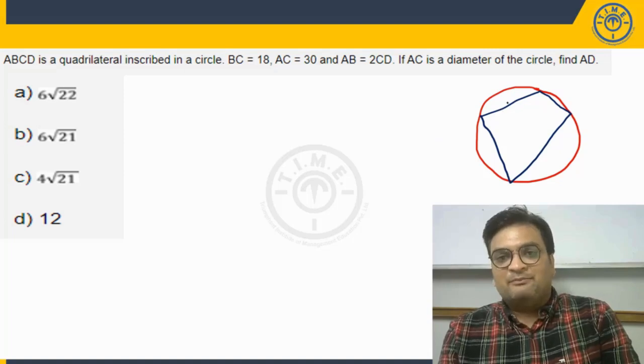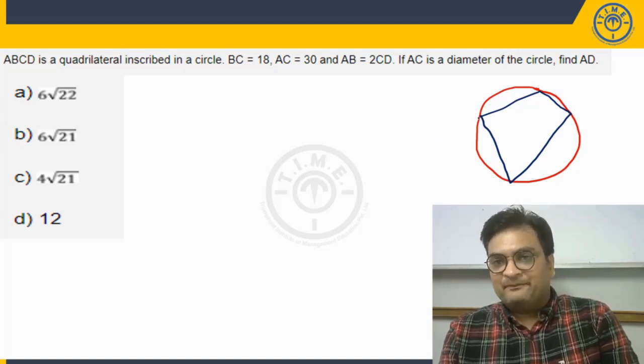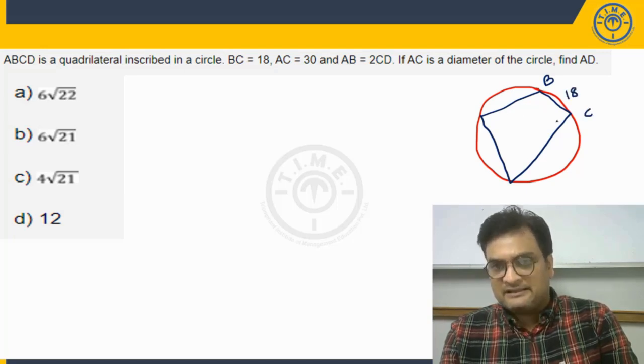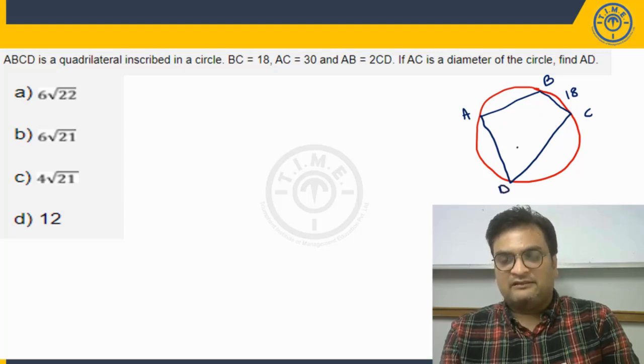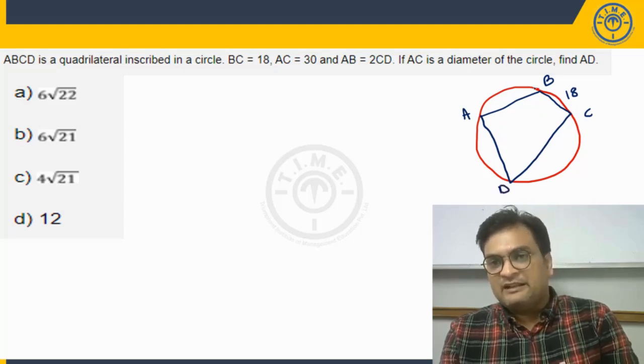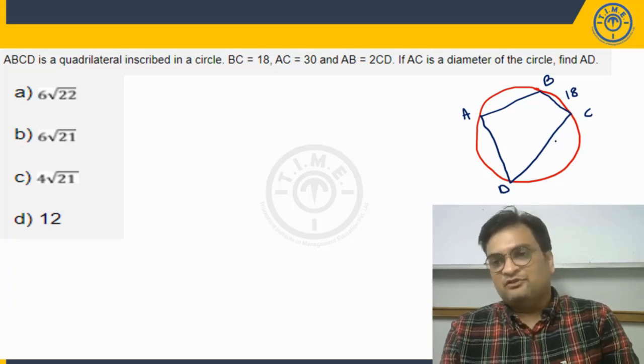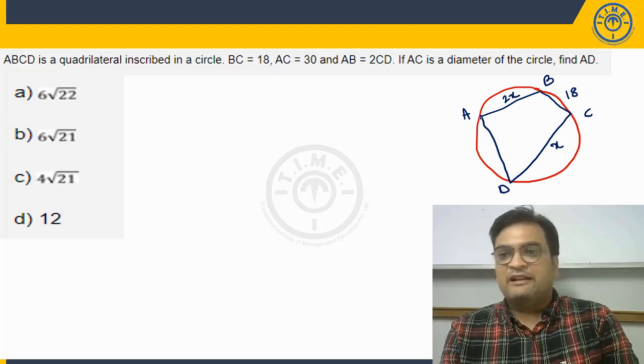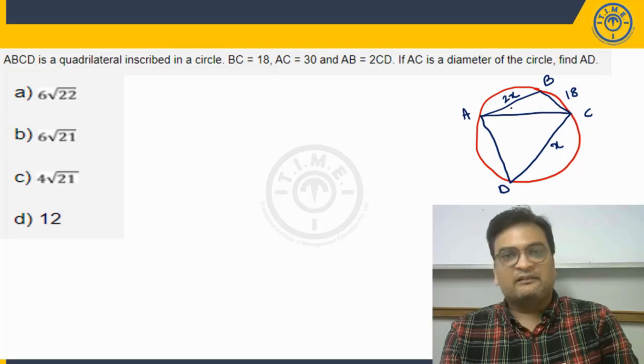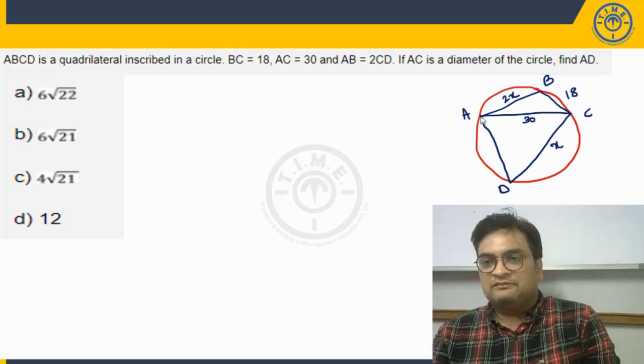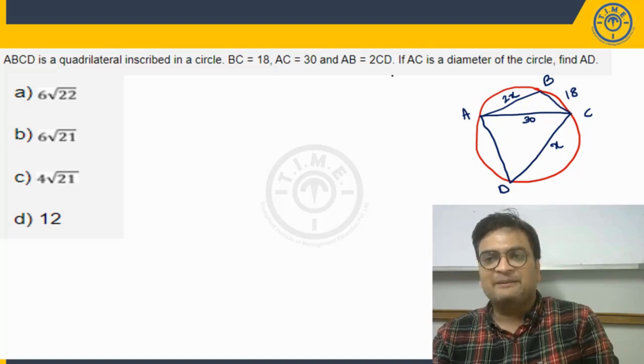So this ABCD, BC is given to be 18. Let's say this is B, this is C, this is 18. AC is also given, that is 30, and this is D. AB is twice of CD. So if this is some x, AB will be 2x. AC is 30.